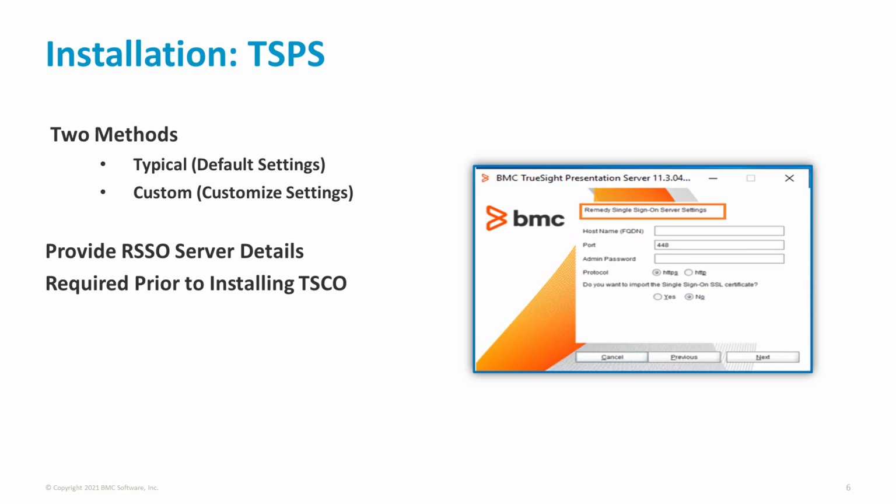As shown in the screenshot here, this is the point where your TrueSight Presentation Server will be integrated with Remedy Single Sign-On. The installer will ask you to provide details about your Remedy Single Sign-On server. You can add all the details like the Remedy Single Sign-On server FQDN, then the port which you are using for your Remedy Single Sign-On, and the admin password. Here you also have the facility to import your Remedy Single Sign-On server certificate if Remedy Single Sign-On is running on SSL.